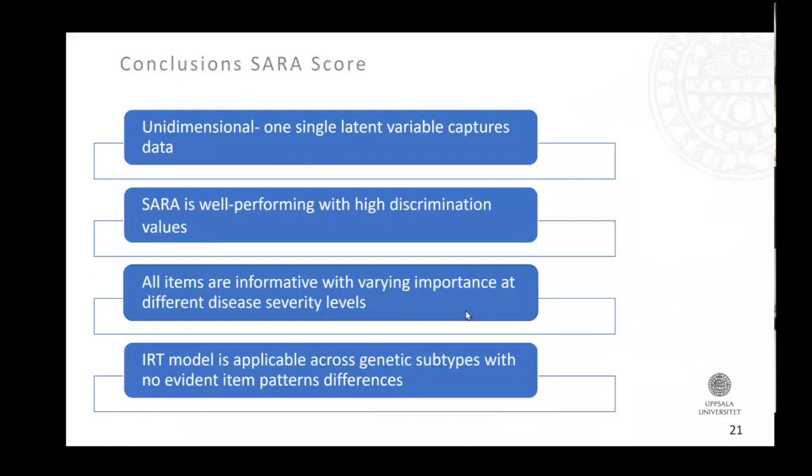So the conclusions so far are that the SARA appears to be unidimensional. That is, there is a single latent variable that captures the data or causes the data. The results are in line with that. It's well performing with high discrimination values. All items are informative with varying importance at different disease severity levels, and an IRT model seems to be applicable across the genotypes, or at least we don't have any evidence of the opposite. And for some of the more prevalent genetic subtypes, we could do additional explorations that supported this statement.